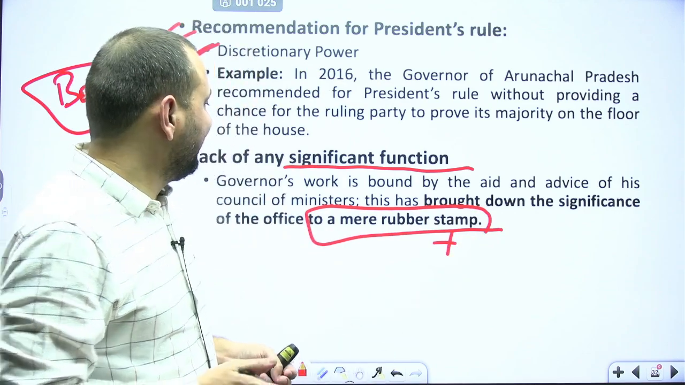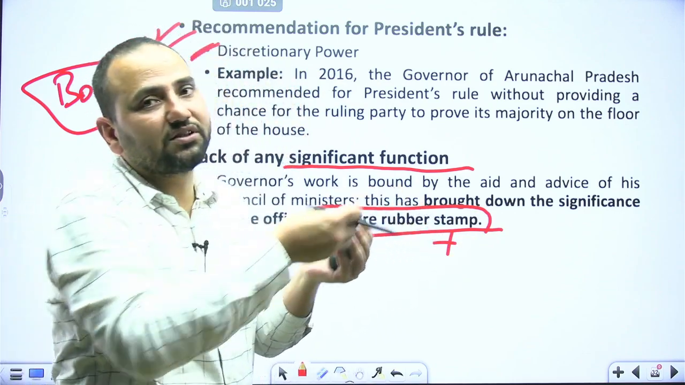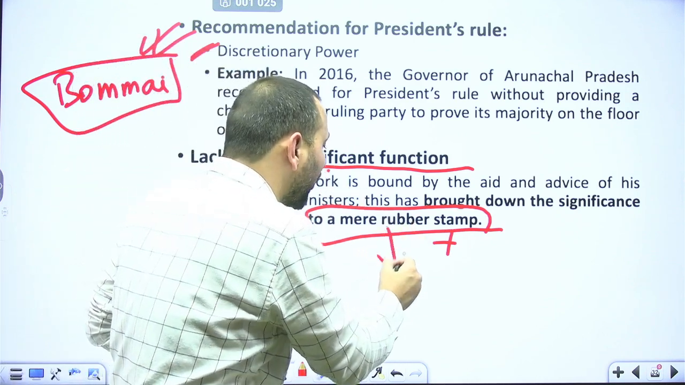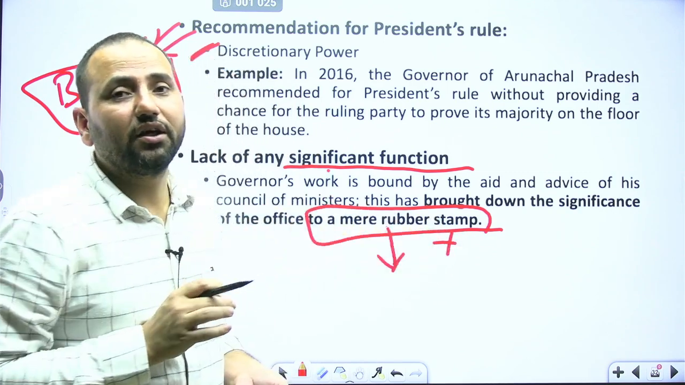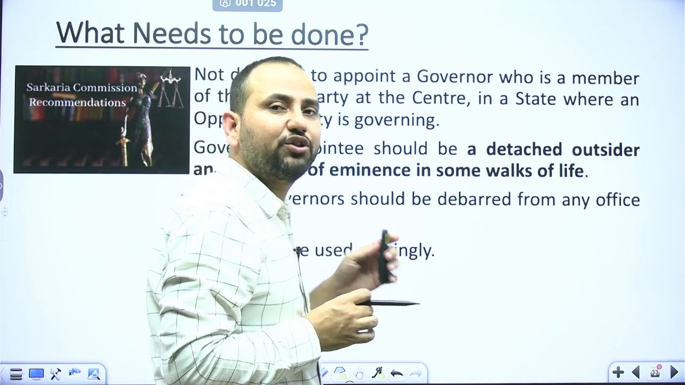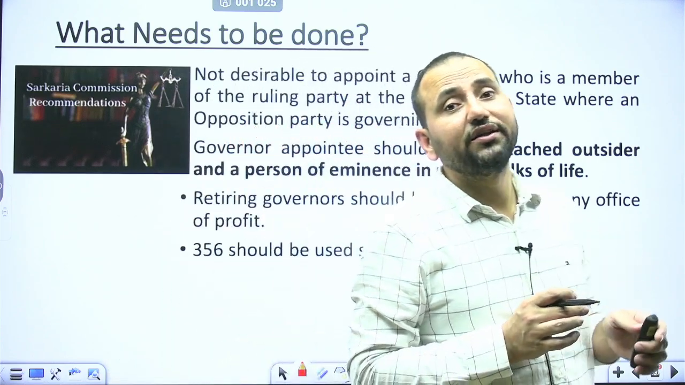But if you see this, in reality, this is turning out to be a rubber stamp because there is no significant function. I am specifying this again: please avoid using these types of terms in your answer sheet. So these are some of the current issues which we have been seeing with reference to this office of governor.